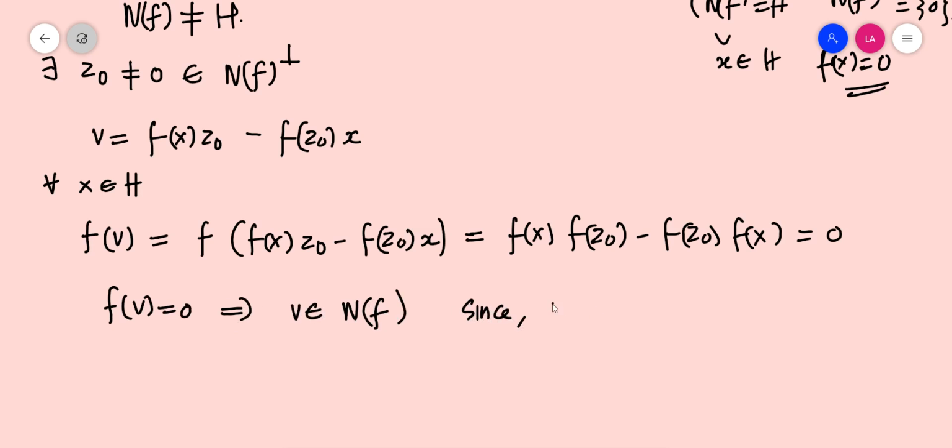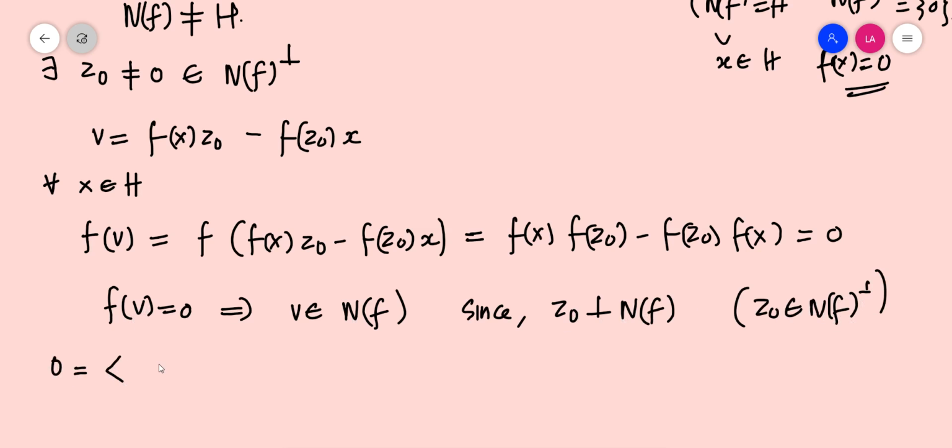Since our choice of z0 is perpendicular to N(f), because we choose z0 to be an element of N(f) perpendicular, z0 is orthogonal to every element of N(f). So z0 is orthogonal to v.